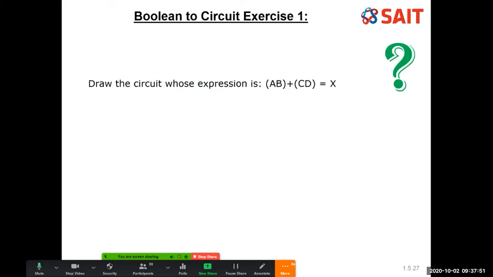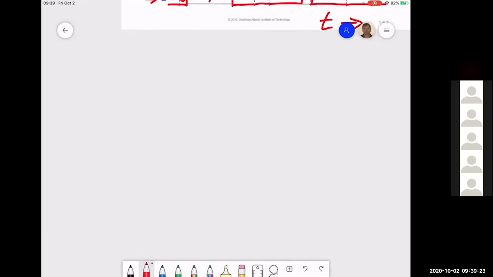So looking at the exercises here. Exercise 1, I don't believe I have this on my whiteboard. Draw the circuit whose expression is AB plus CD. What I'm going to do is create a blank space in my whiteboard and share that. It was AB plus CD equals X. Nice and simple. Excellent.